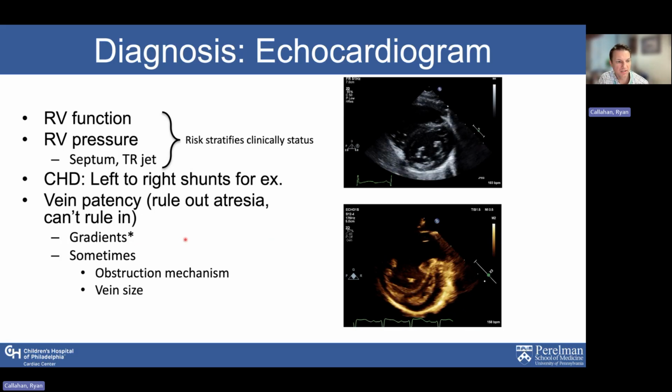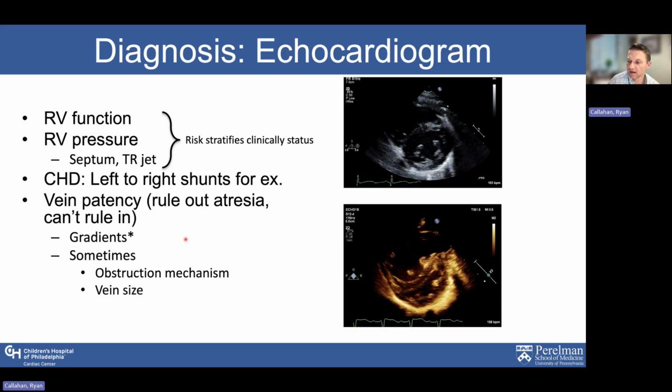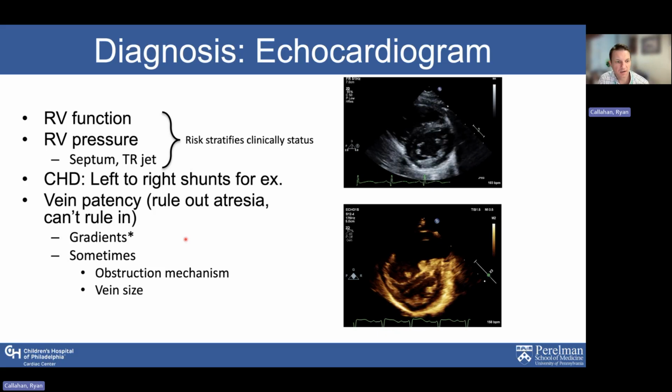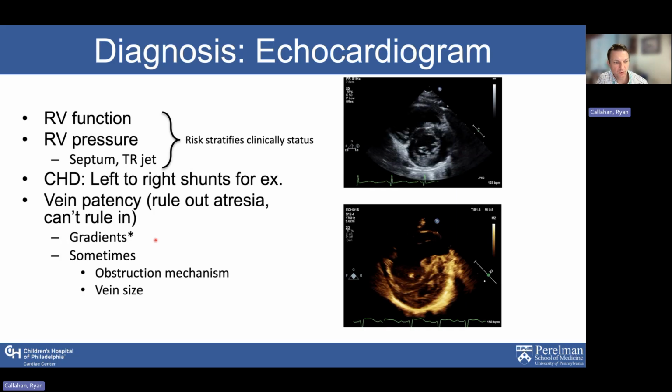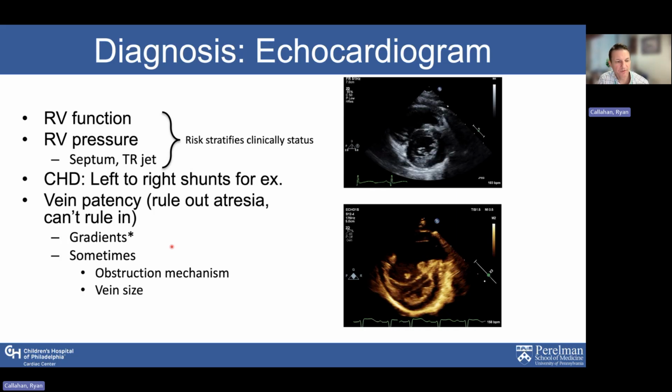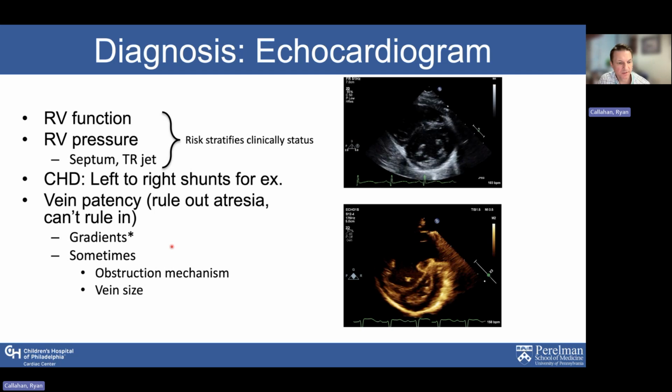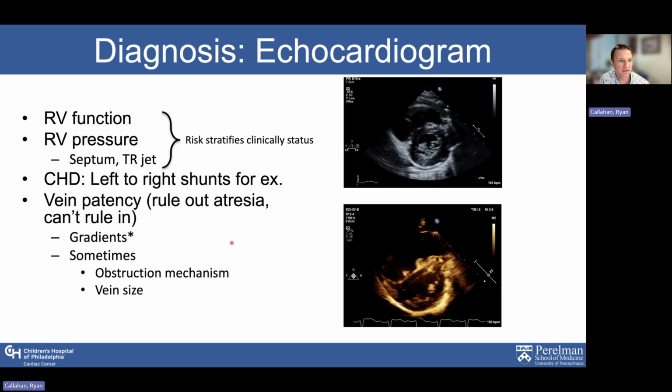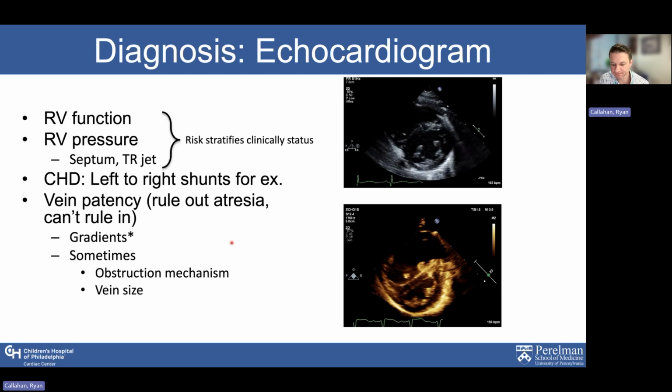And you can get a sense of how much turbulence there is in those veins by quantifying the Doppler and turning that into gradients. But we're not very good at determining the mechanism of obstruction or the vein size. And so that's for other imaging modalities.